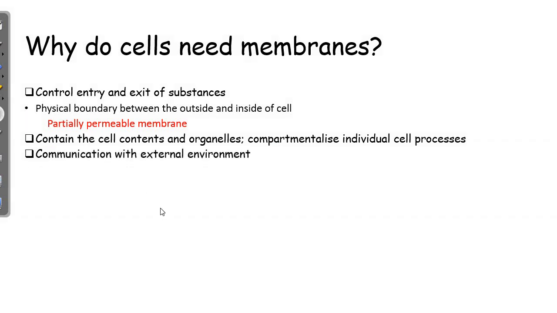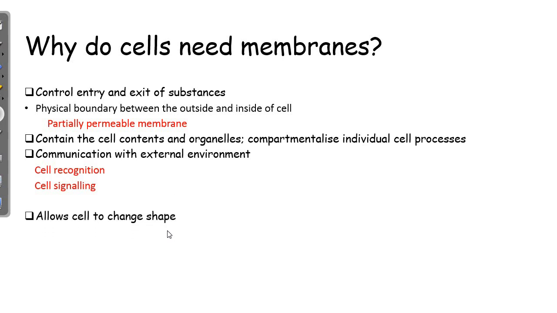Moving forward, it communicates with the external environment. How do cells communicate? That is also one of the topics included in cell signaling, which we will discuss in the next videos. So, because of the cell membrane, communication with the external environment is possible. That is cell recognition, how each cell will recognize, and cell signaling, as I said.